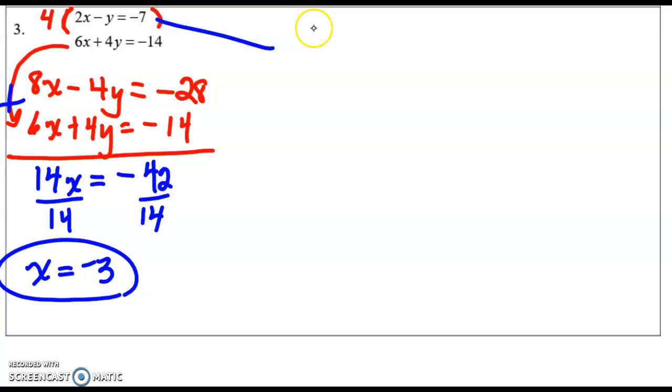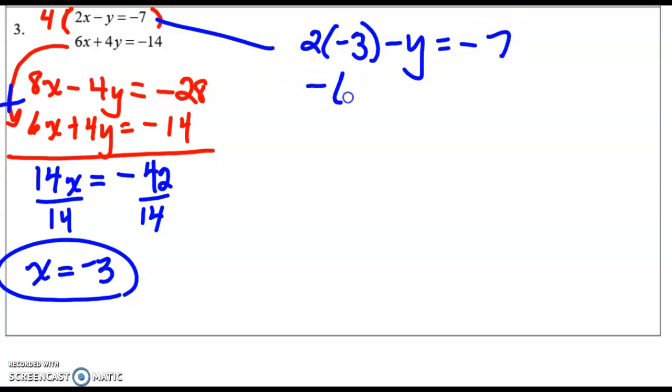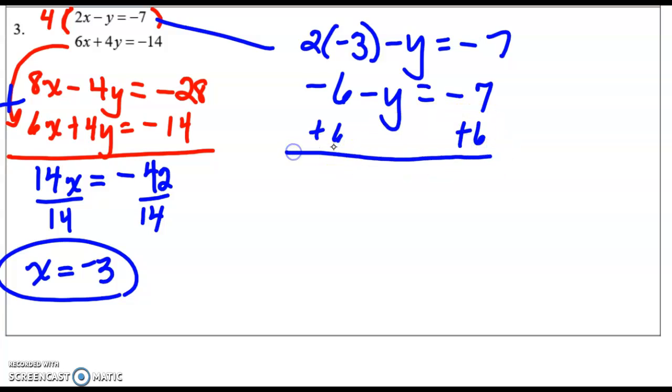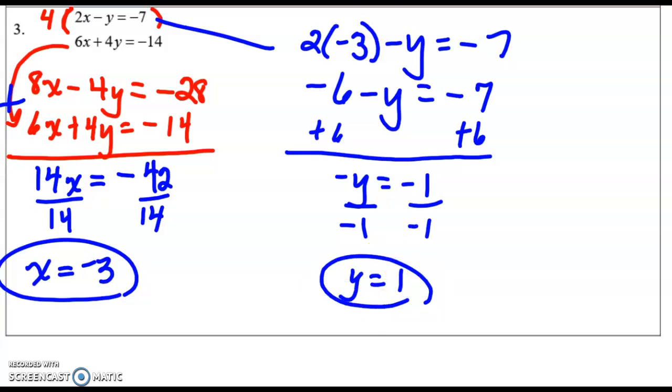I'll just go up to this top one. And I'm going to say 2 times -3 minus y equals -7. This would be -6. Then I would have to add 6 to both sides. Again, I'm just solving this equation. It only has one variable. Now, here's the problem. Don't forget that you have a negative with that y. And then I'm going to divide both sides by -1. And again, I'm going to write that as an ordered pair, -3, 1.